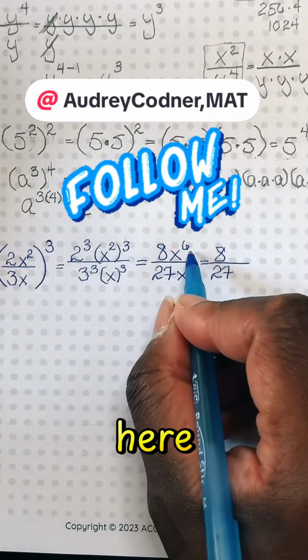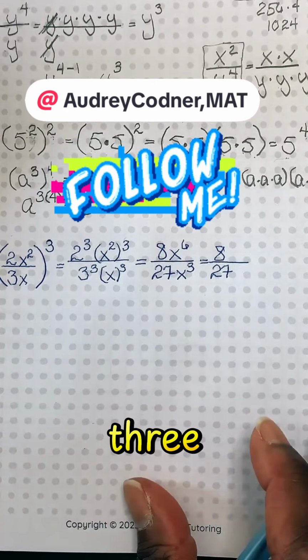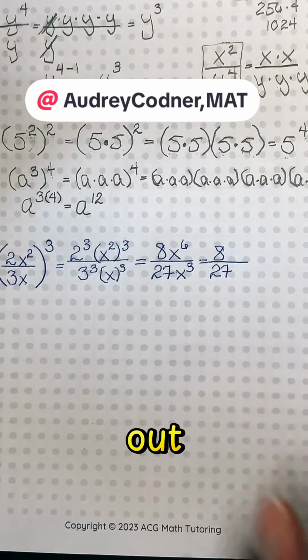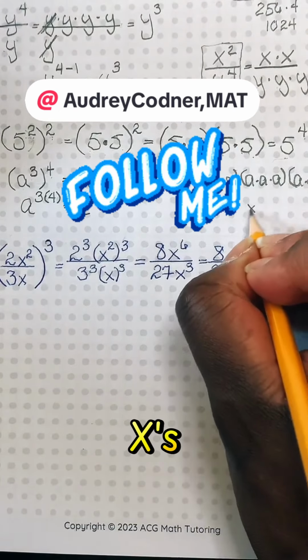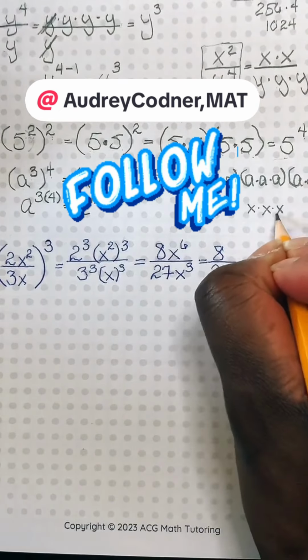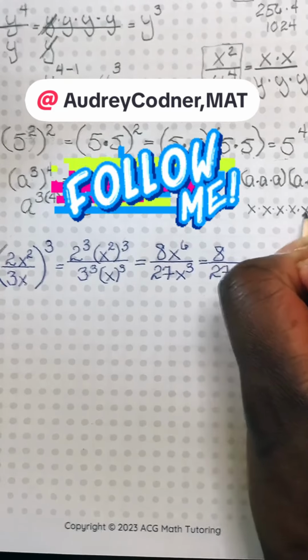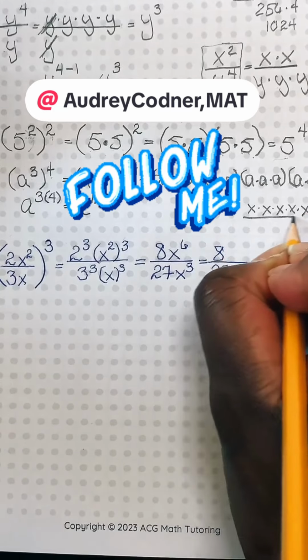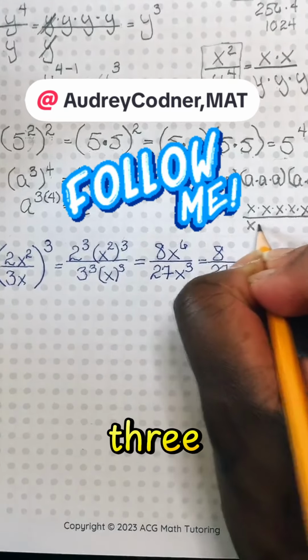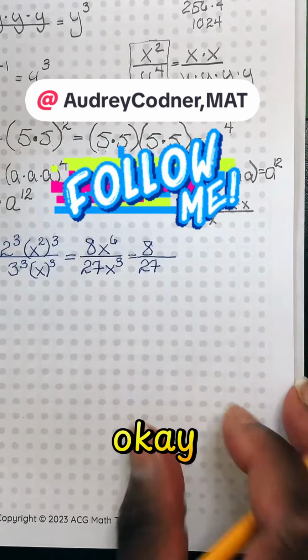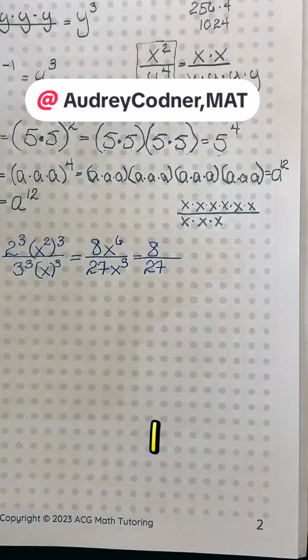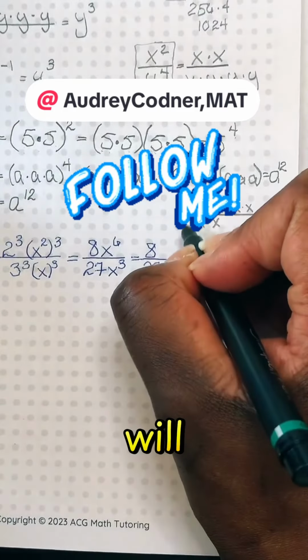Okay. So here you have 6 over 3. So if I write it out, let me write it out up here. So I have 6 x's, and then I have 3 x's down here in the denominator. Okay. So if I want to cancel out, this will give me 1.